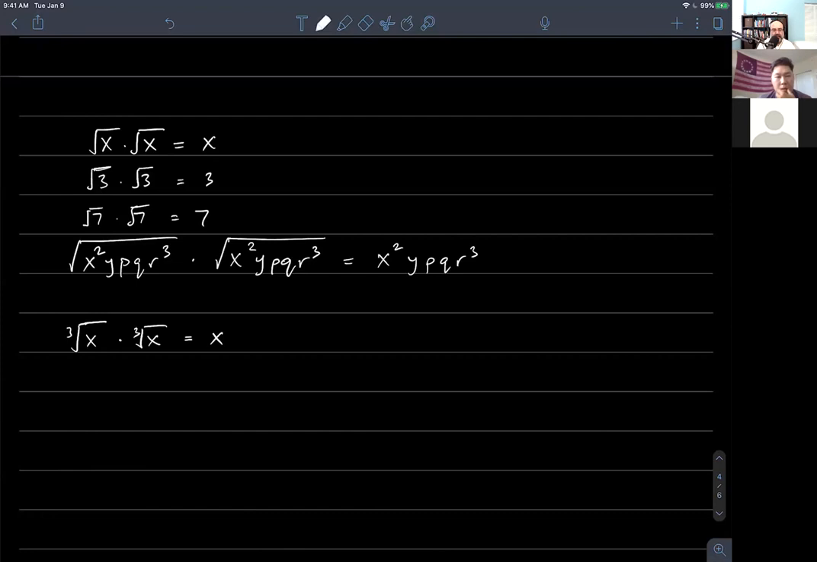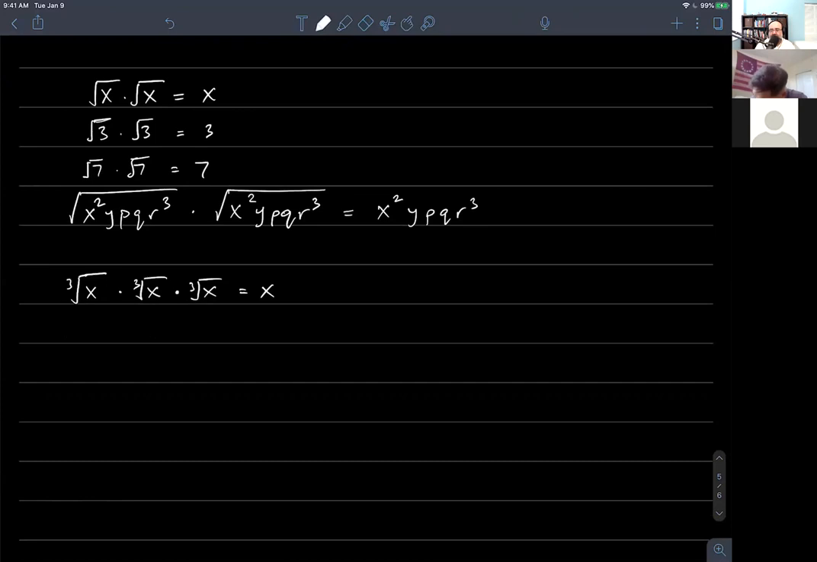So the moral of the story is that you need to have how many terms being multiplied? By the number of the index, what the index number is. Here we have the index of 2, so that's why I need two terms. If I want to make a whole and I have a cube root, I need three terms. That gives us x. Fair? I need to have three of them in order to get rid of a cube root.